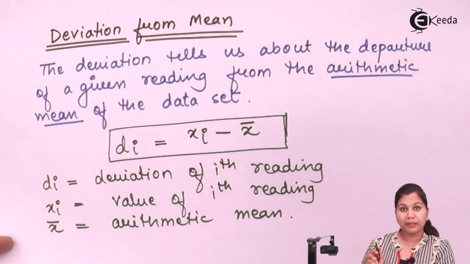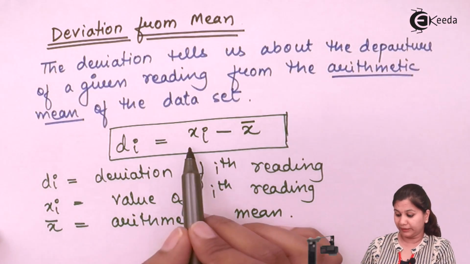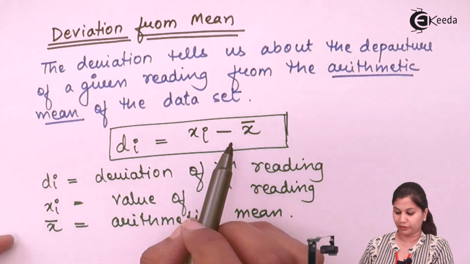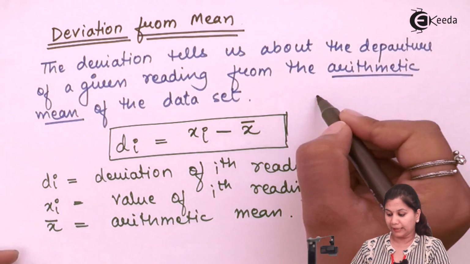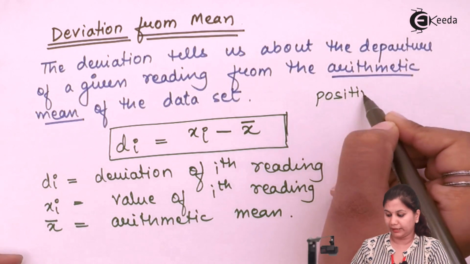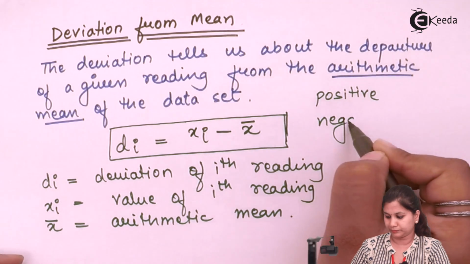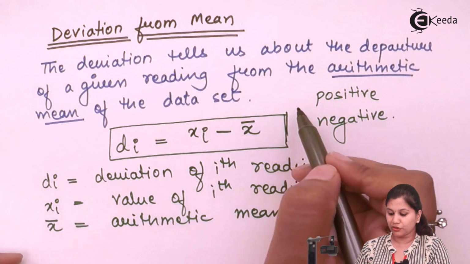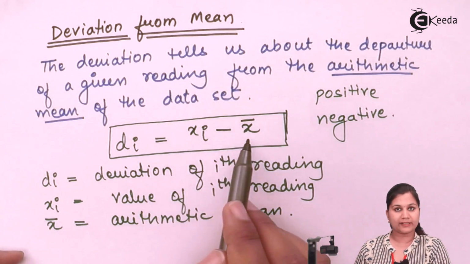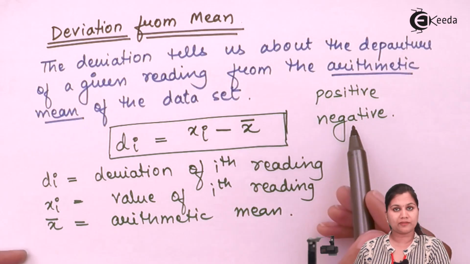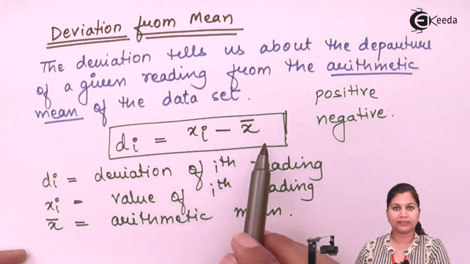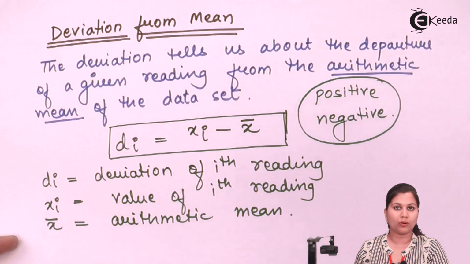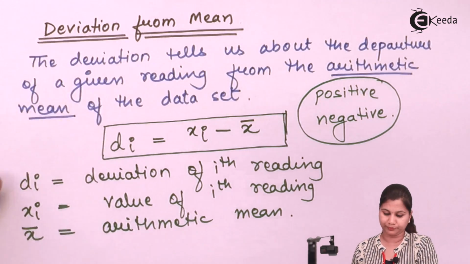Now, it is possible that the arithmetic mean may be greater than the actual value of the reading, so the deviation can be positive or it can be negative. Positive deviation is the case when the reading is greater than the arithmetic mean, and negative deviation is the case when the reading is smaller than the arithmetic mean. So the deviation can have both positive and negative values.